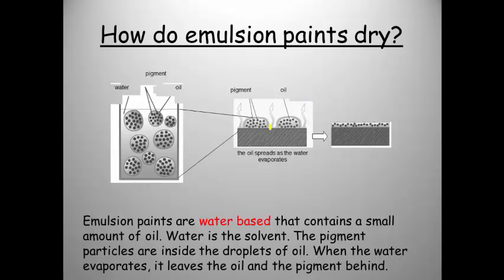And just like before, it's going to leave the oil, which is the binding medium, and the pigment behind. So with emulsion paints, the key thing is that they are water-based. A small amount of oil, water is the solvent, and the pigment's inside the droplets of oil. When the water evaporates, it leaves the oil and the pigment behind.